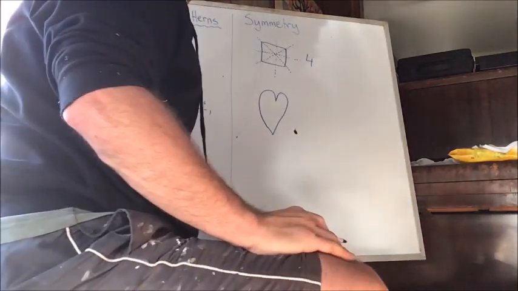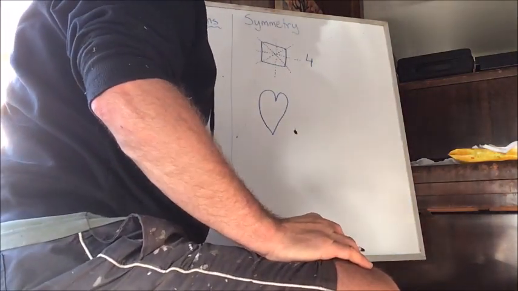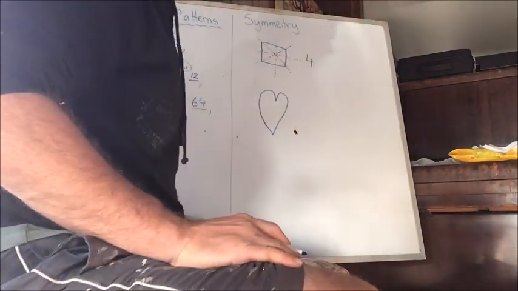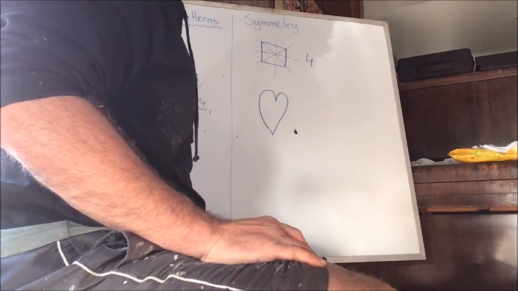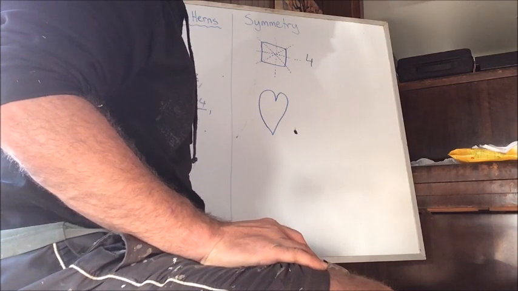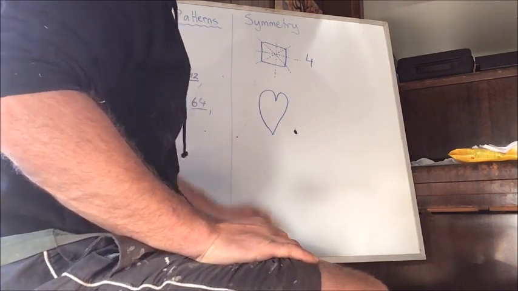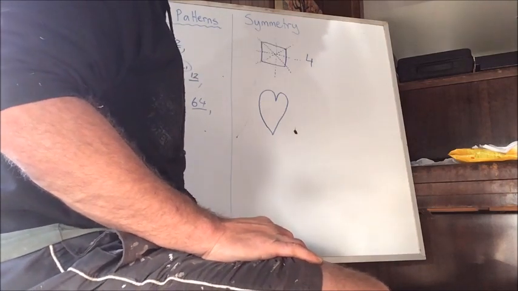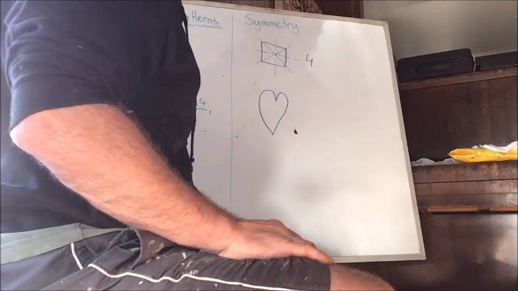Okay, I've drawn my love heart. We're pretending that's an awesome drawing. I'm going to make sure that when I fold my piece of paper over, I'm going to see exactly the same thing on one side as I do on the other. So let's think of what we did to the square. We could do that to the heart.